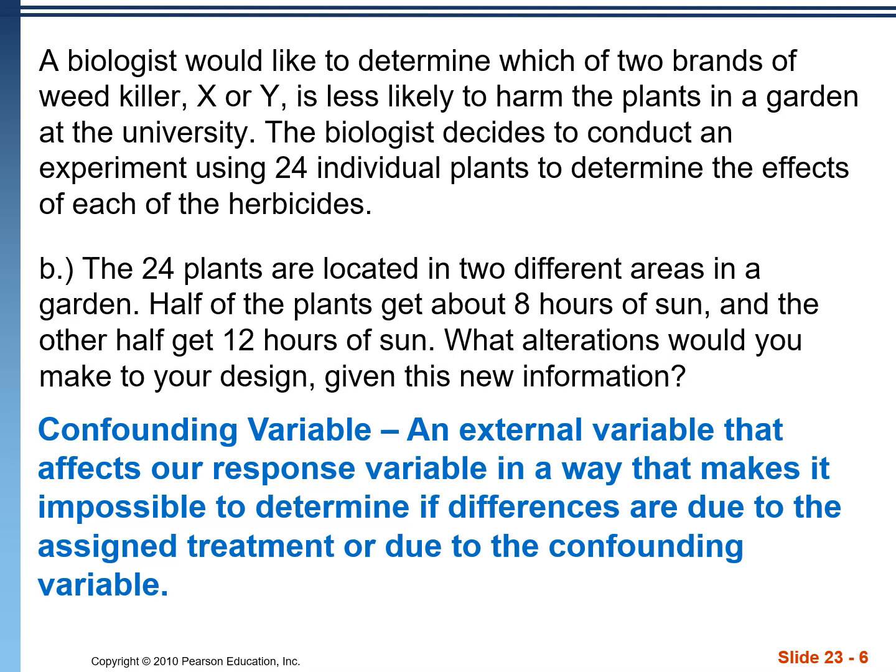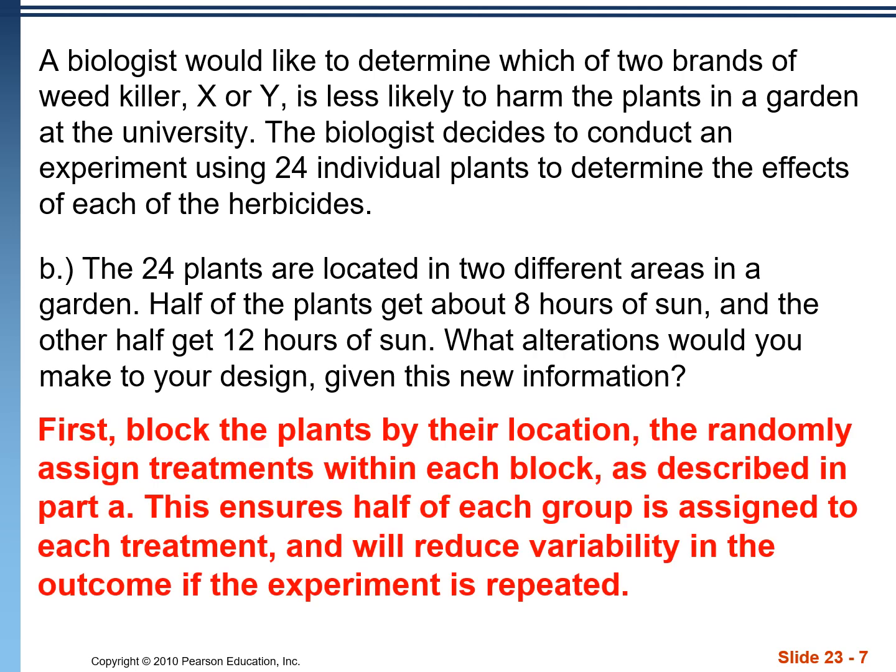A confounding variable is an external variable that affects our response variable. So let's say, just by chance, we randomly assign these treatments to all 24 plants, and most of our group X goes in this sunnier group of plants here. Okay, we get to the end of the experiment, we see these plants have done a lot worse. But at this point, we don't know, is it because this weed killer is worse, or is it because they got more sun? It's impossible to determine if the differences are due to the assigned treatment or due to the confounding variable. So the way we deal with this is with blocking. We want to block the plants based on their location in the garden and randomly assign treatments within each block like we previously described.